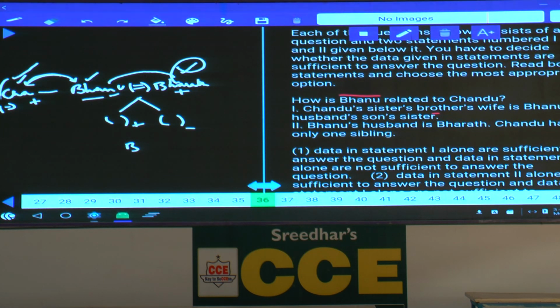Bharat at this place, and Banu at this place, and Banu can be Chandu's husband as well, wife. Hence there are two possibilities in this one. Hence both the statements are also not sufficient. Clear now? Then question number 37.